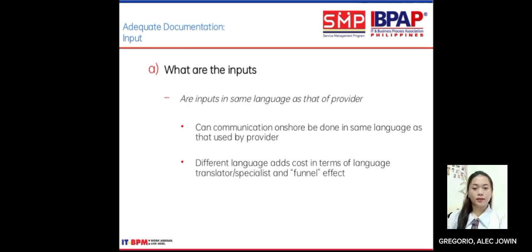Are inputs in the same language as that of the provider? First bullet: can communication onshore be done in the same language as that used by the provider? Second bullet: a different language adds cost in terms of language translators, specialists, and potential errors.